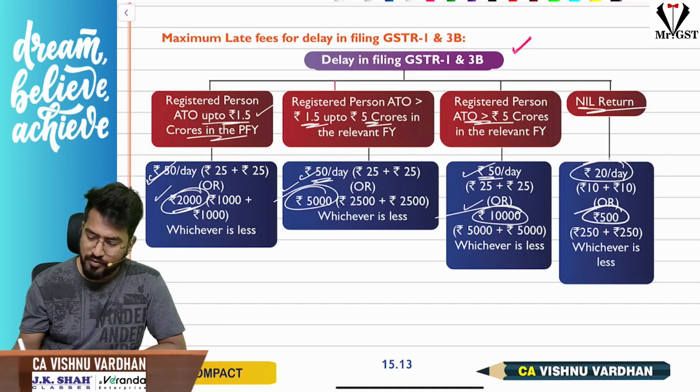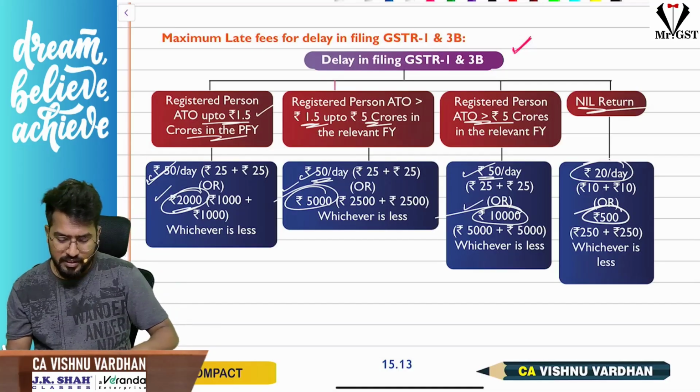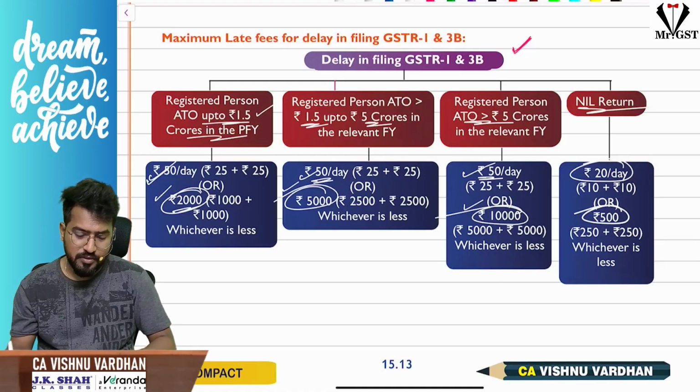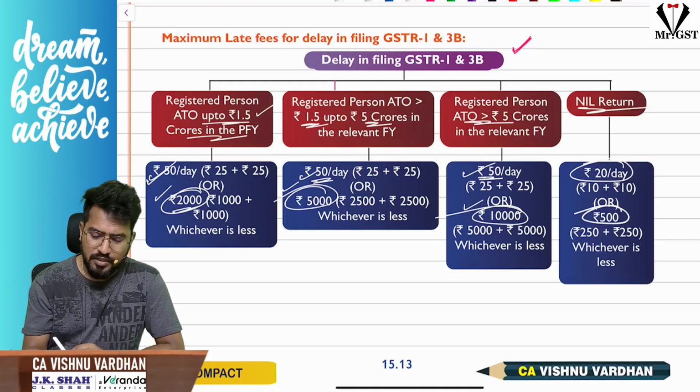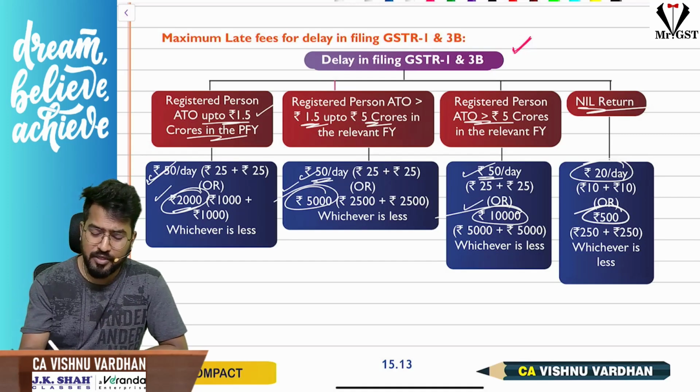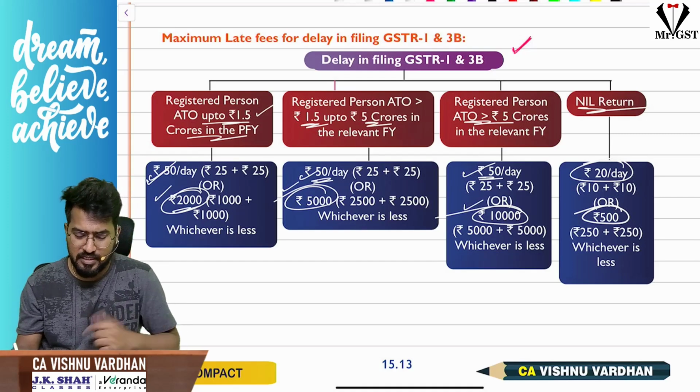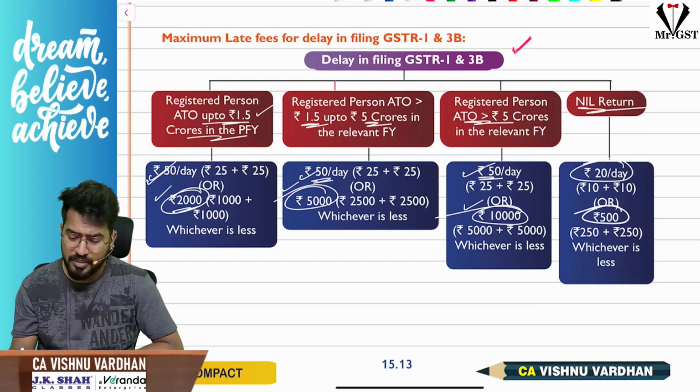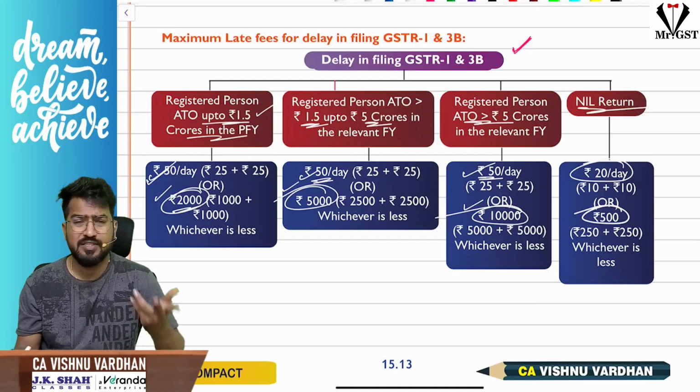So for GSTR 4, hope you are clear with the late fees. Here it is there in the next page. You can just go through this. Okay, so GSTR 4, sir, obviously his aggregate turnover is not exceeding 1.5 crores. So per day you can understand 50 rupees or 2000, whichever is less. But sir, if it is a nil return, what will happen? 20 rupees per day or 500, whichever is less, as we have already discussed.